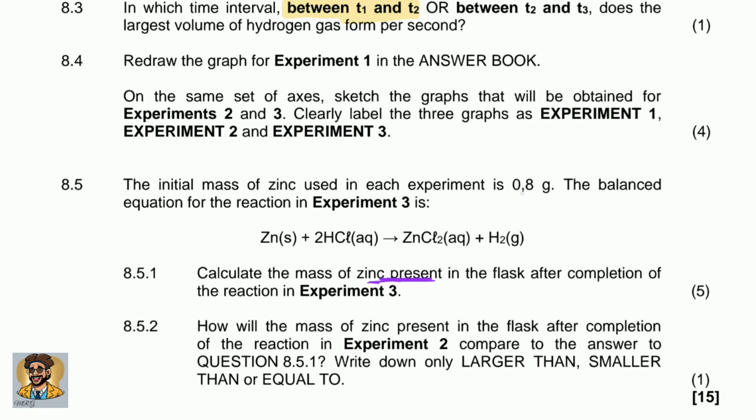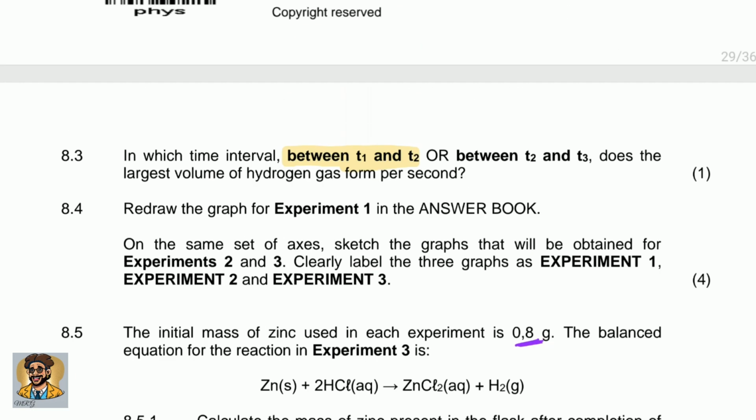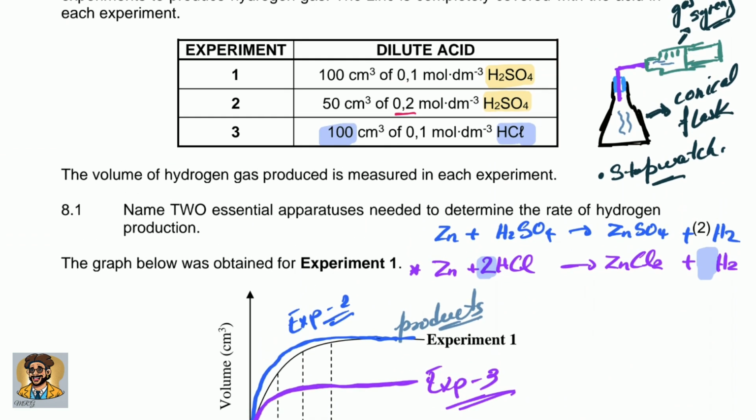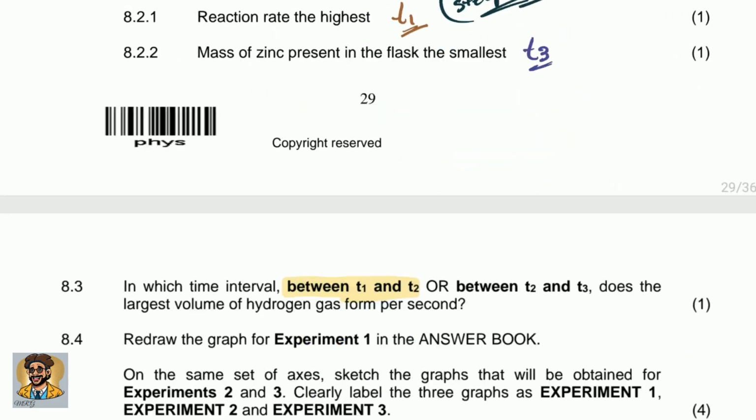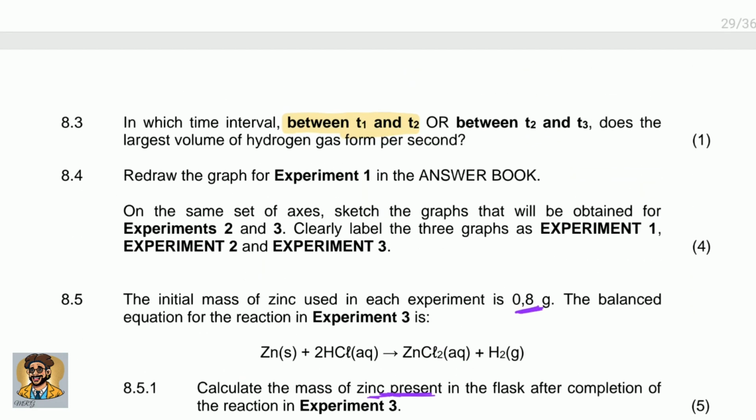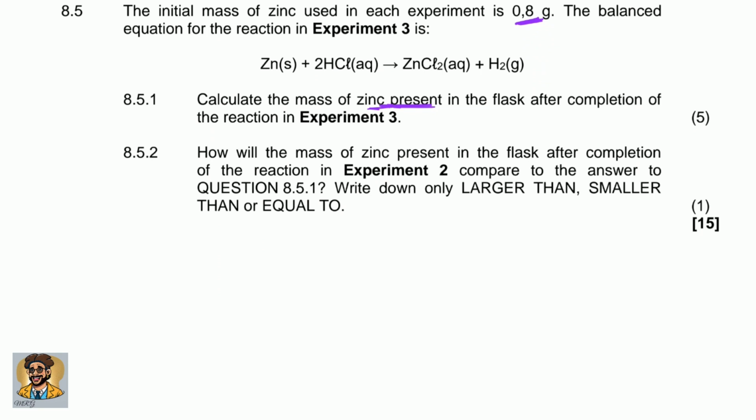So we cannot use this mass right away because that is the mass of the total zinc. Some zinc reacted and some zinc stays behind. What we can use is the concentration of the acid because that one was completely used. It means the acid was finished and there was still some zinc left there. So here we are going to do the calculation. The first thing we have to do is to calculate the number of moles of what we know, which is the concentration of the hydrochloric acid and the volume.